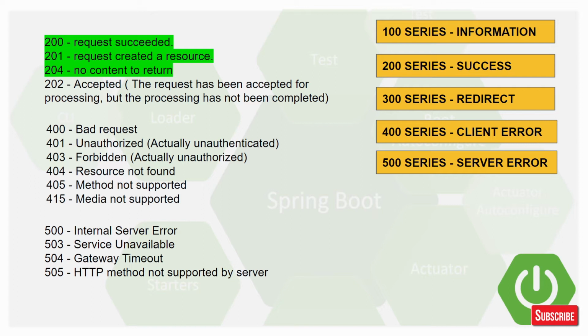So primarily we will take a look at the 200 series, in which we will focus on 200, 201, 204 and 202. These are the main response statuses which we will take up today with the help of the ResponseEntity object, and we'll try to understand how one should reply to the client in a REST API. The best approach we are going to discuss. So guys, without further ado, let's go to the system and start our coding.